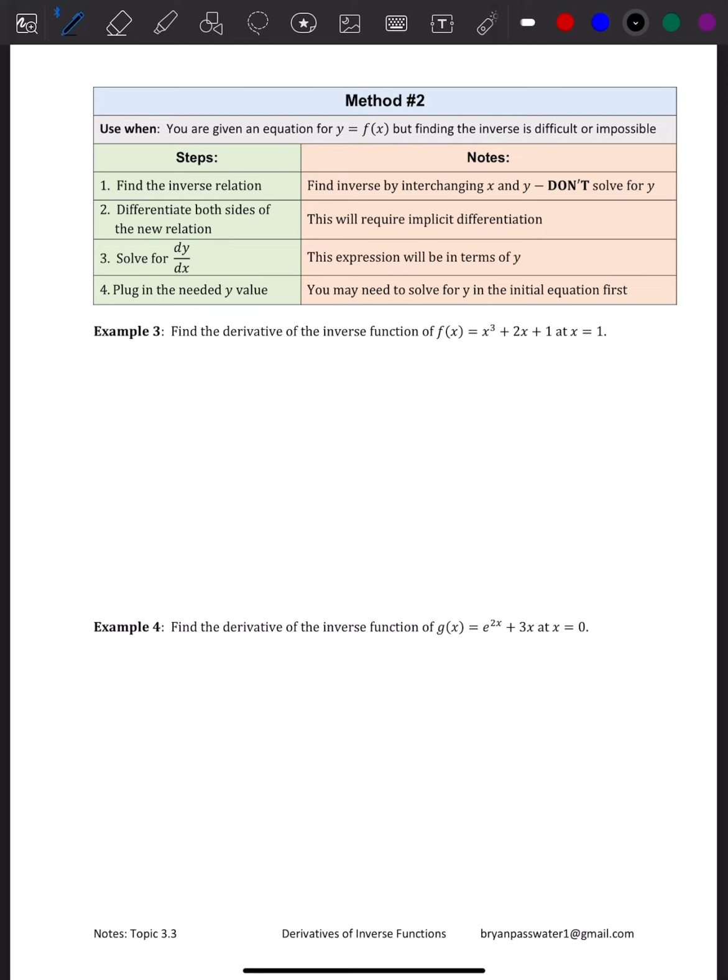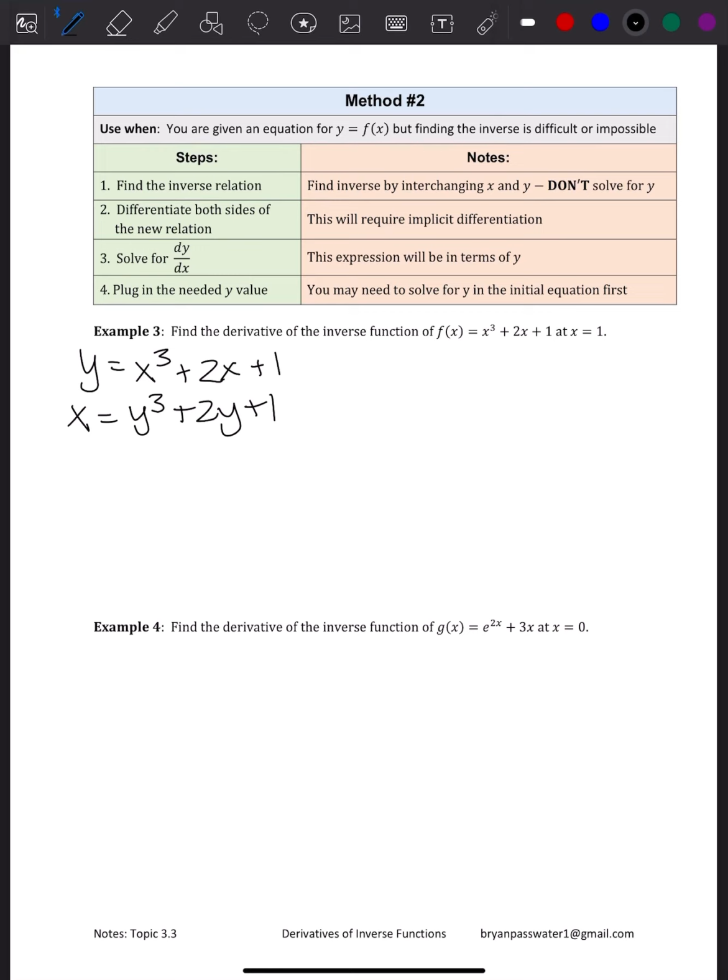So find the derivative of our inverse at x equals 1. So find the inverse relation. So we're going to flip-flop x's and y's, but we're not going to actually solve for x, or for y. So my original function was x cubed plus 2x plus 1, and I'm just flip-flopping them. So x is equal to y cubed plus 2y plus 1.